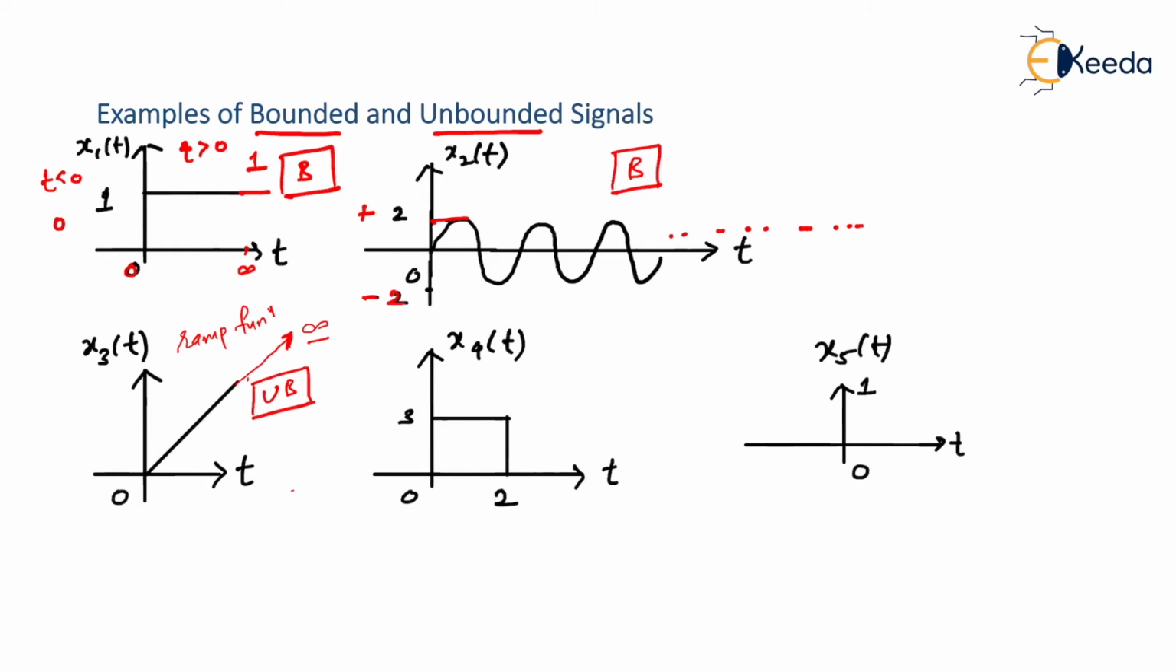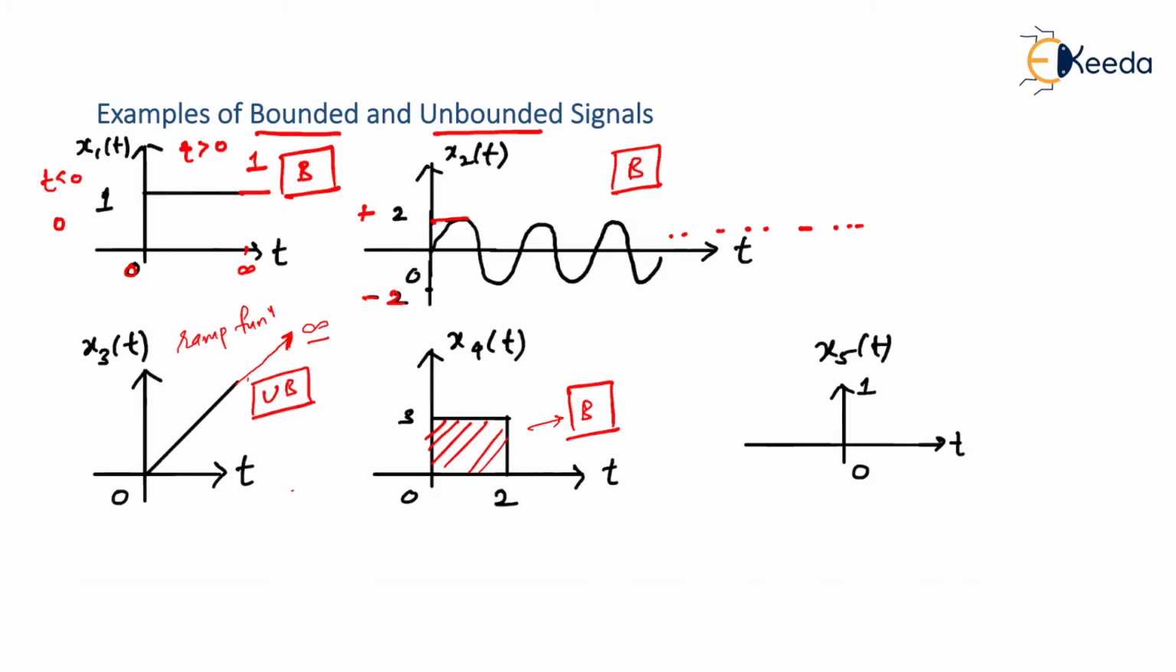Look at x4(t) here. You can see that it is a simple gate pulse starting at t equal to 0 and ending at t equal to 2. So it is a finite duration signal, unlike x1(t), which was an infinite duration signal. It is a finite duration signal, but that duration is not important. What is important is the amplitude. As you can see, the maximum amplitude is 3 here, so it is in the bounded signal category.